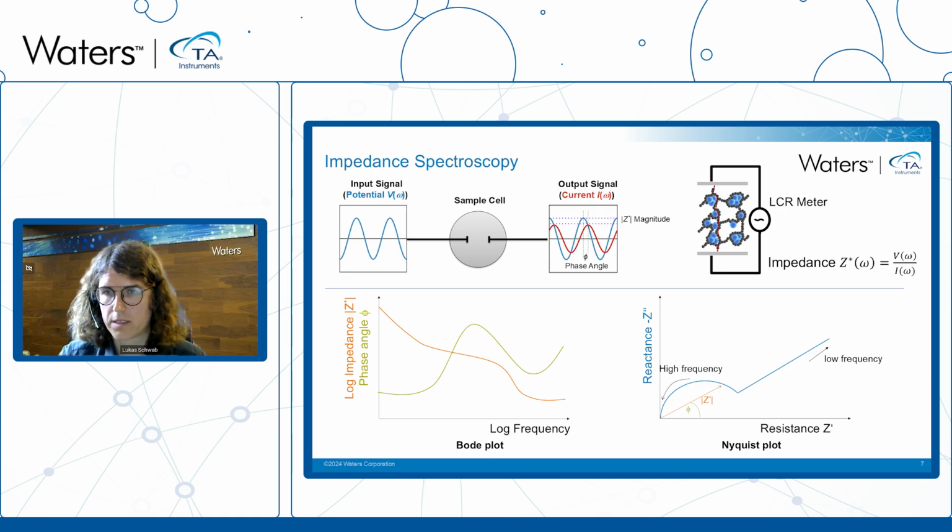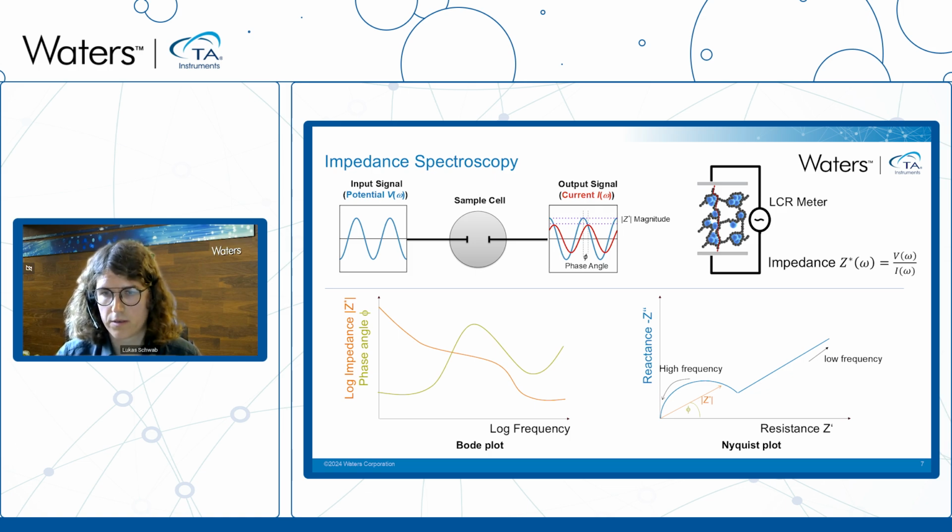We can look at this impedance of our sample as a function of frequency. And typically this is plotted in one or the other way. So one way is the so-called Bode plot, which is shown here on the left, where we plot either the magnitude of our impedance or the phase angle of the phase shift between current and potential as a function of the applied dielectric frequency.